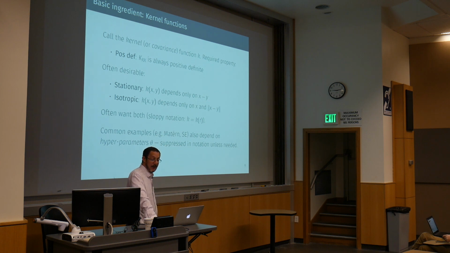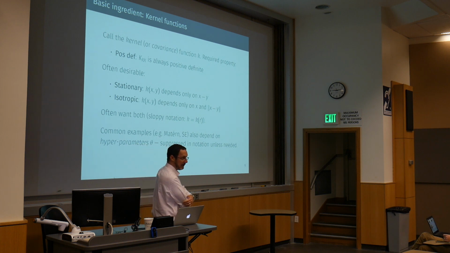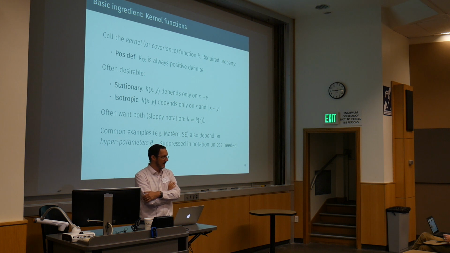Much of the time, although not always, we assume that our kernels are also stationary and isotropic, so that they don't vary over space, and they only depend on the distances between points, right? If you've got something stationary and isotropic, the kernel is really just a function of a distance between points, or a radius, hence the name radial basis functions.